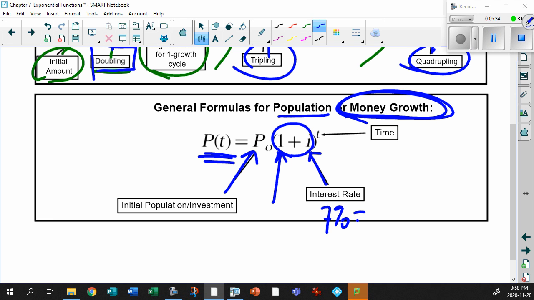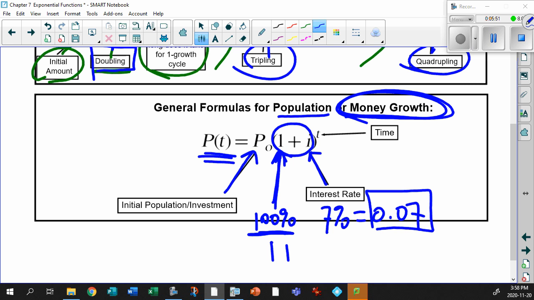You've got to make sure you convert that to a decimal, 0.07, right? Okay, what does the one mean? The one means 100%. This means you get 100% of your investment, which is 1, plus 7% more. So you're actually getting 1 plus 0.07, or 1.07. That's how much your rate is growing.